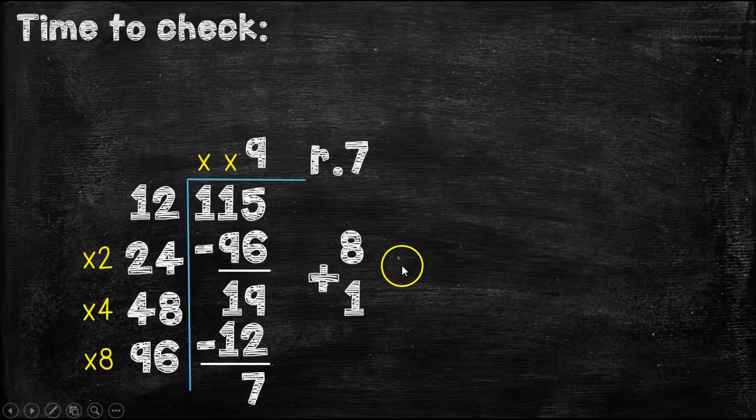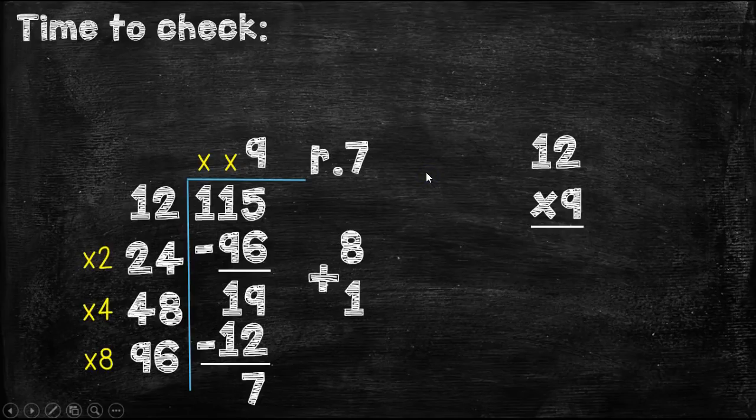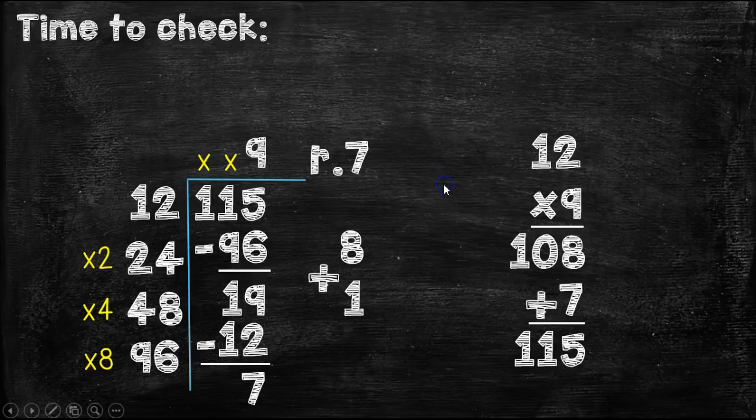So now we need to check our division problem, and now we do have to use multiplication. So in this case, we're going to multiply 12 times 9, and 12 times 9 is 108, but we have to add our remainder over here. So 108 plus 7 is 115. 115 and 115, they check out. So we know that we did our problem correctly.